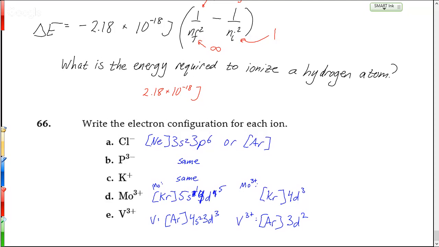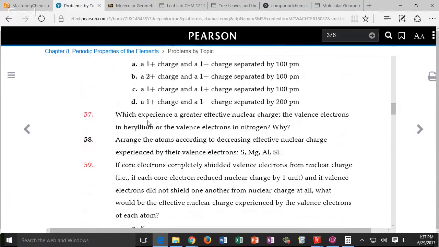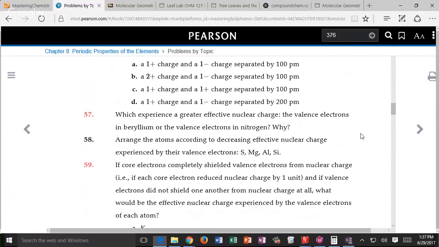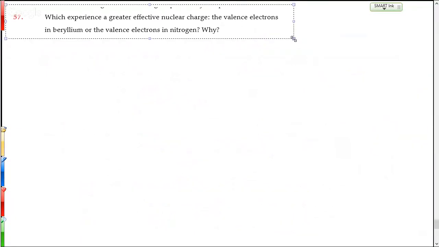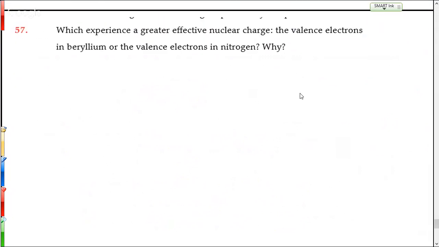Let's look at this one, 57. Which experience a greater effective nuclear charge: the valence electrons in beryllium or the valence electrons in nitrogen? Why? Which one has the greater effective nuclear charge?